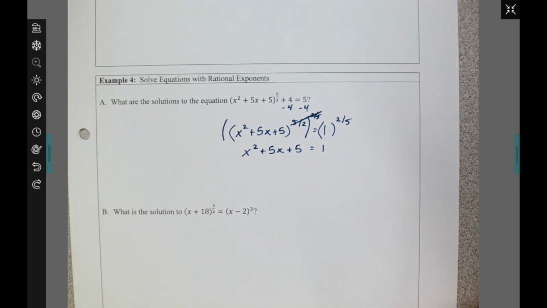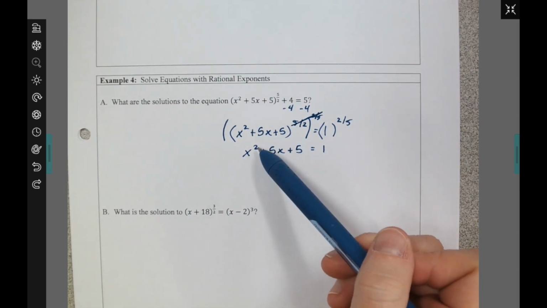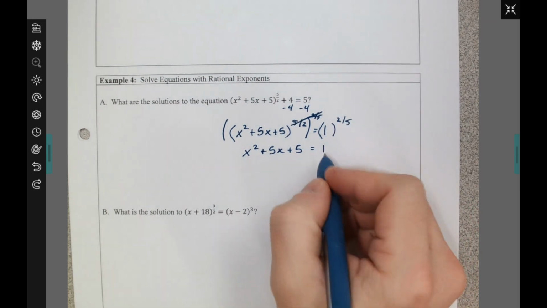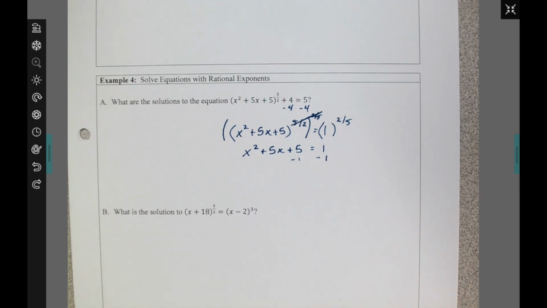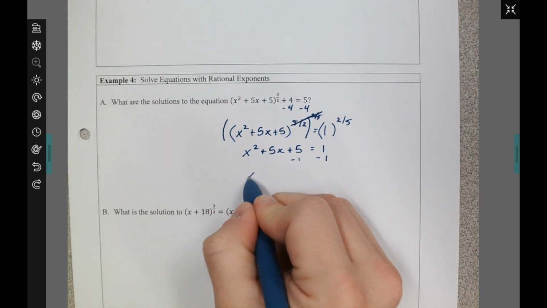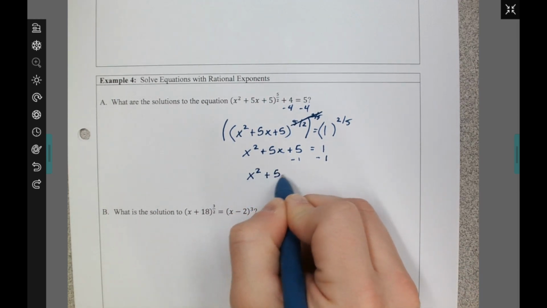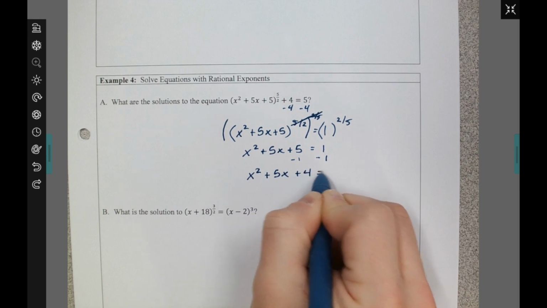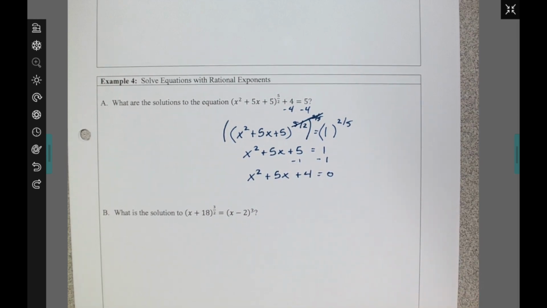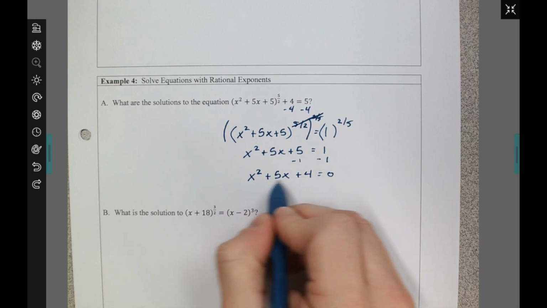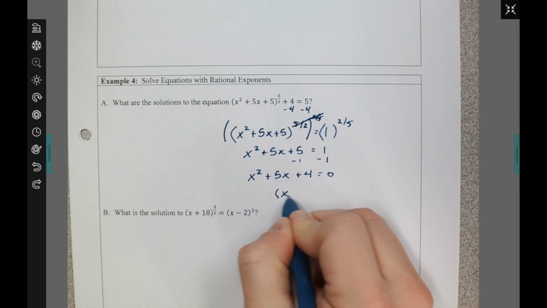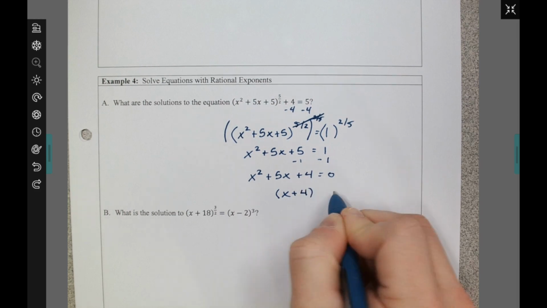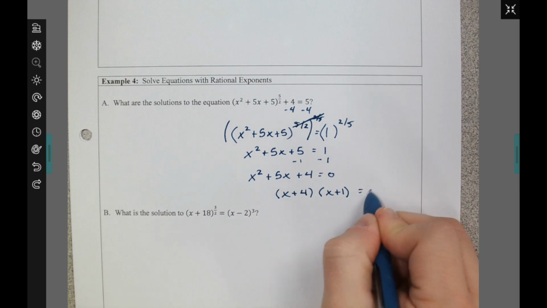Just like we did on the last one, when I have an x squared going on, you go ahead and subtract 1 from each side. So subtract 1 from the right, 1 from the left. When we do that, you get x squared plus 5x plus 4 equals 0. We go ahead and factor. What multiplies to give us 4 and adds to give us 5? (x plus 4)(x plus 1) equals 0.